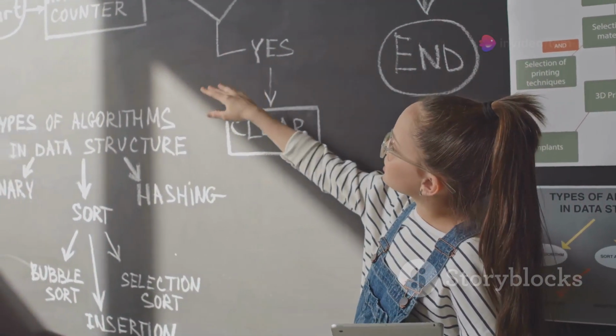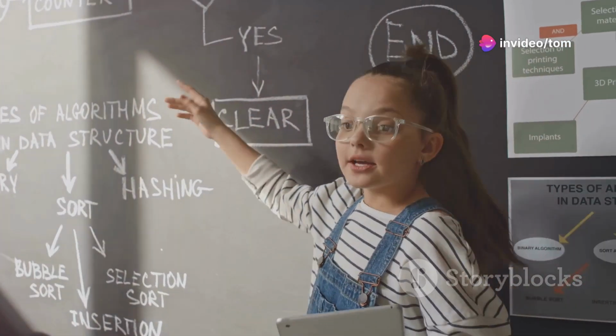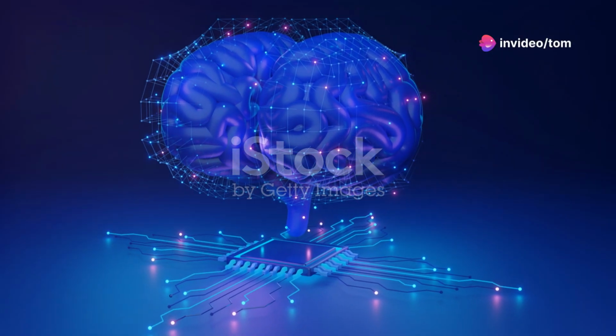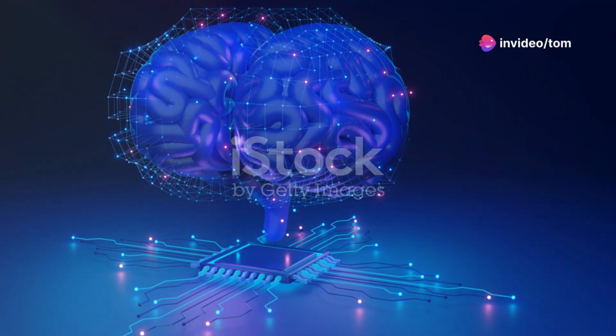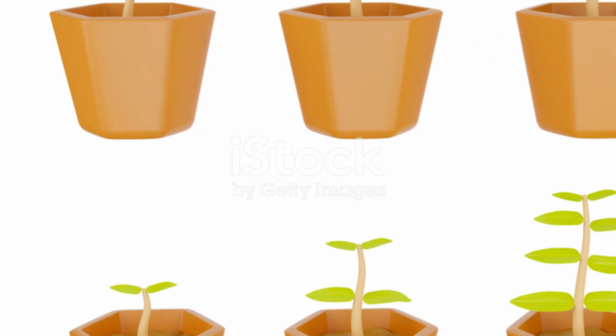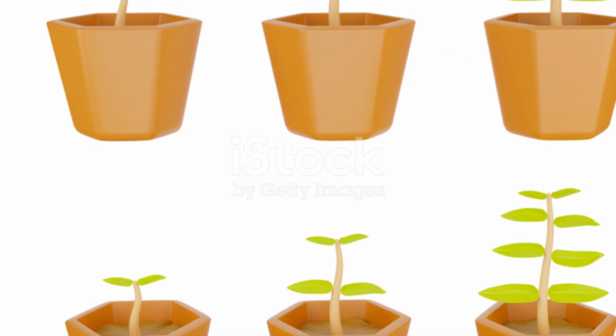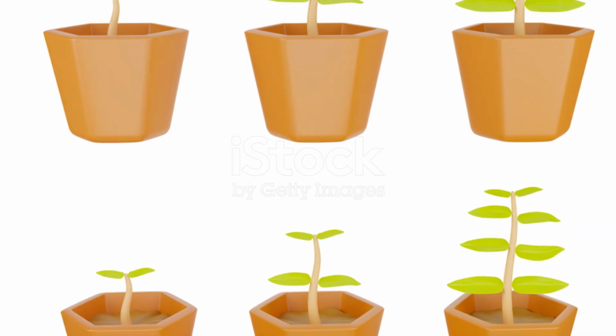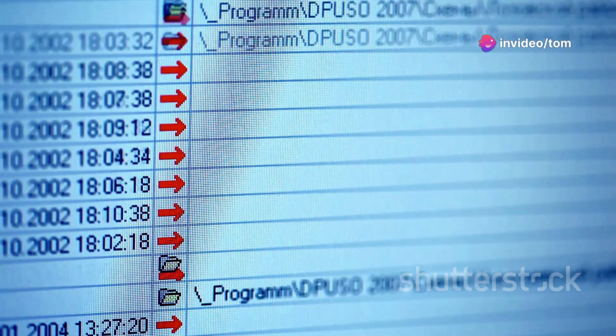Trees. Think of a family tree with branches and leaves. Trees are hierarchical structures with a root node and branches connecting to child nodes. Each node can have multiple children, making trees ideal for representing hierarchical data. They're used for representing hierarchical relationships, like file systems or organizational structures. Trees are also fundamental in databases and for implementing efficient search algorithms like binary search trees.